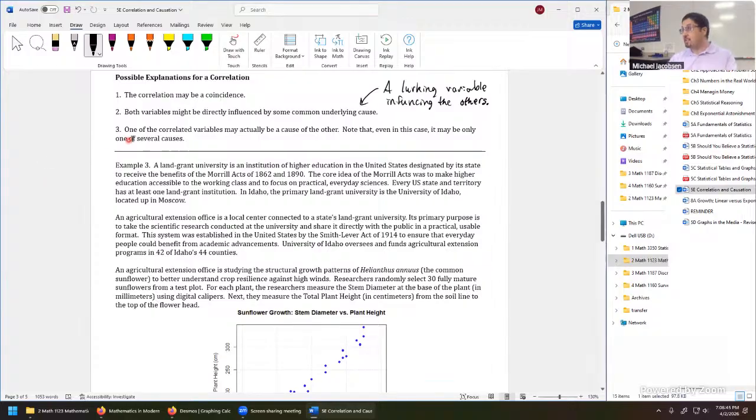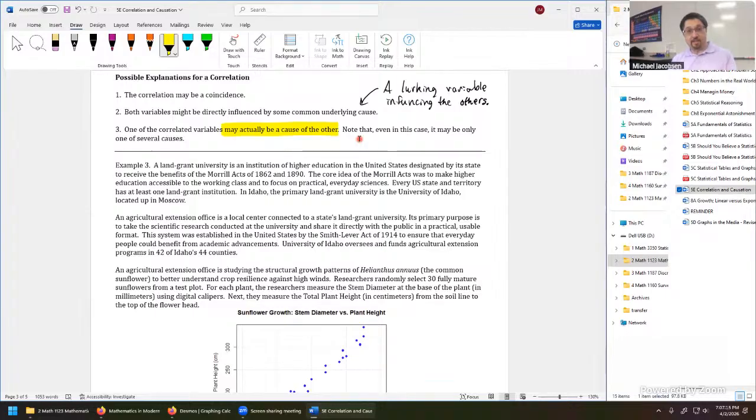The third cause for correlation is that one of the correlated variables may actually be a cause of the other. So this is us trying to assess causality between the two variables. Even in this case, it could be only one of several causes. There's a lot of factors, for example, back to the first graph, of what can affect VO2 max, not just resting heart rate. There's lots of things that go into that.